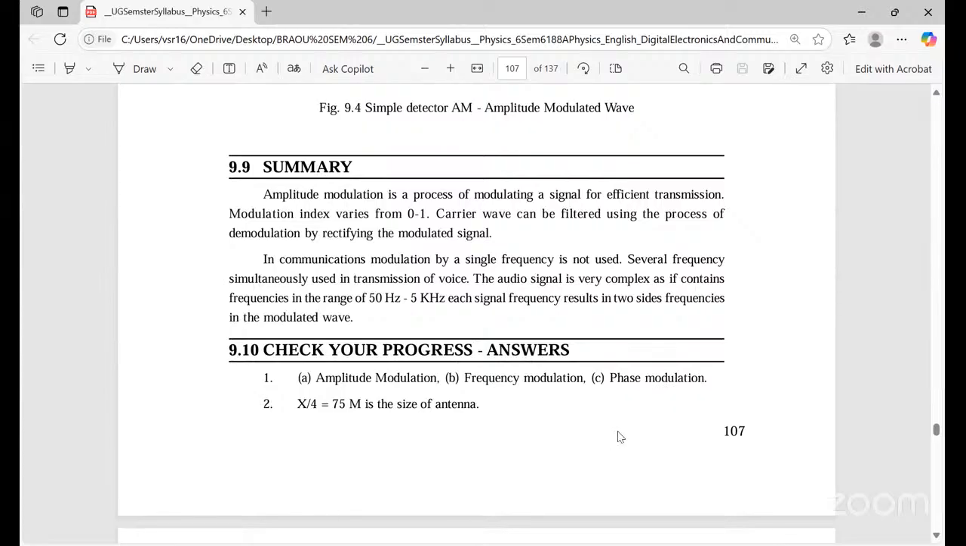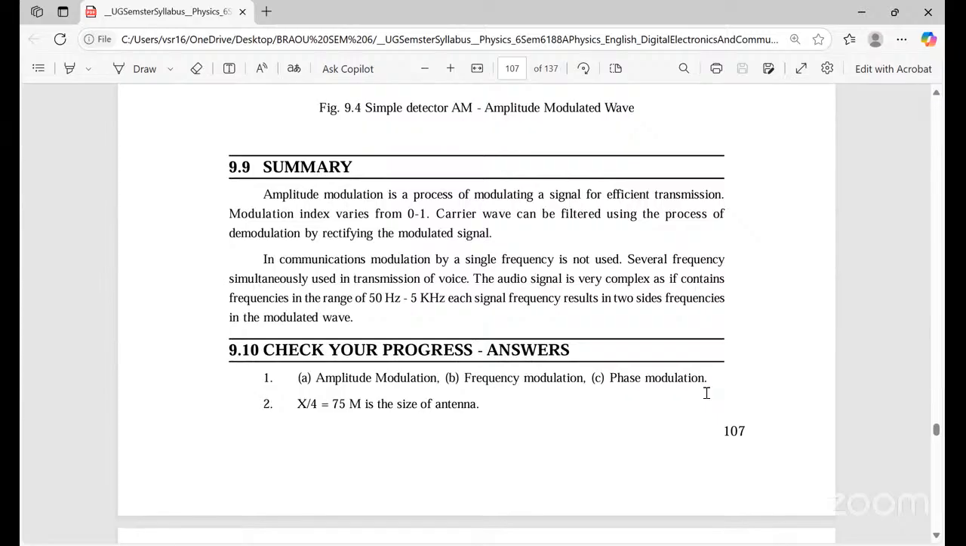In communication systems, modulation is not achieved by a single frequency. Several frequencies are used simultaneously in the transmission of voice and audio signals, which is very complex. If it contains frequencies in the range of 50 Hz to 5 kilohertz, each signal frequency can result in two side frequencies, that is, USB and LSB, the upper side band and lower side band frequencies.